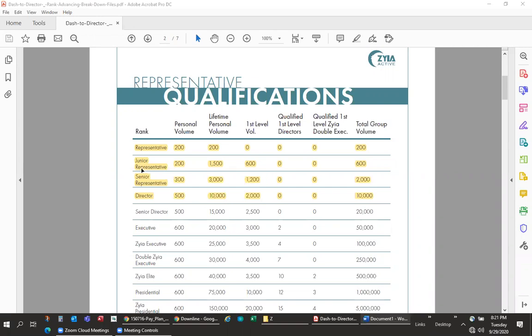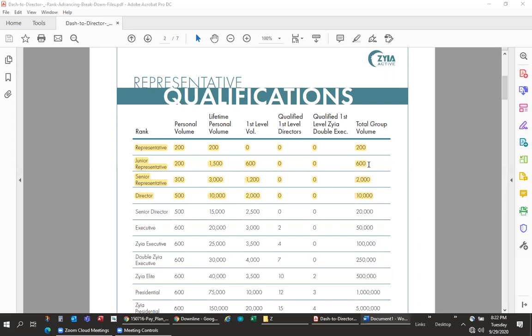So for junior rep, again, $200 in personal sales that month. And then your lifetime volume is 1,500. That, again, that number in the top right corner. Now you get into where you have to have a team. So your first level, the girls or guys you sign on, have to sell 600. The thing about this number is it can be one person selling $600, or you could have 6 girls each selling $100. Does not matter how many people you have on that first level, the total for that month needs to be $600.